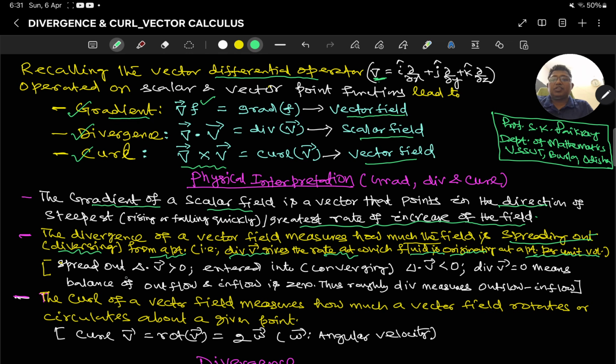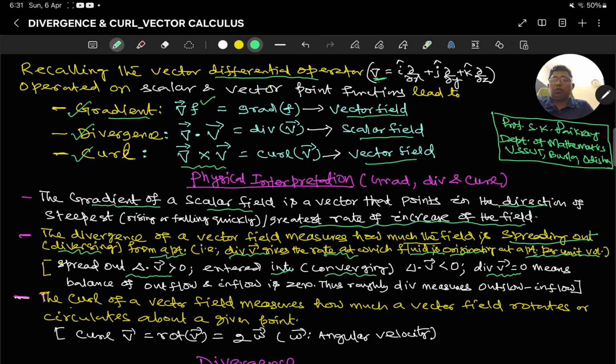Spreading out means div V is positive. Entering into means converging, so div V is negative. And div V equal to 0 means the balance of outflow and inflow is 0. In the case of an incompressible fluid, div V equal to 0 is the equation of continuity. Roughly speaking, divergence measures the outflow minus inflow.